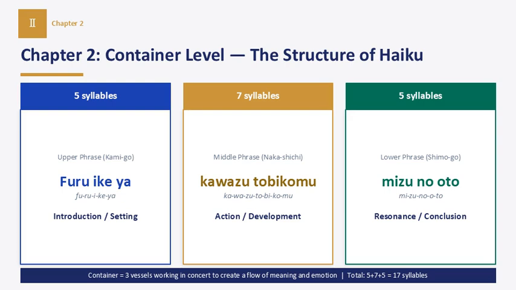The container level reveals the 3-part architecture of haiku. The upper phrase, Furu Aikya, introduces the scene. The middle phrase, Kawazu Tobikomu, delivers the action. The lower phrase, Mizu no Oto, provides the resonant conclusion. Each segment is a distinct vessel, and together they carry the poem's full meaning across 17 syllables.